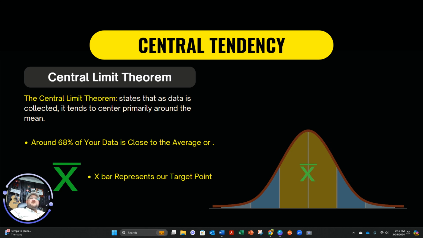On average, around 68% of our data is close to the average, meaning if I look at this example here, this is considered an X bar, or your average. X bar represents our target point for our operation. What is the average of that data set?